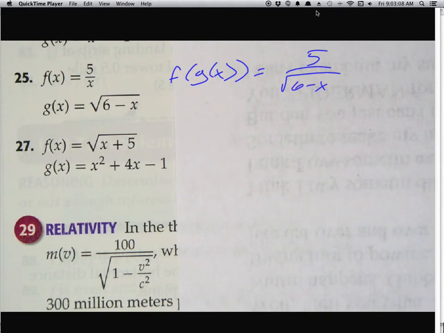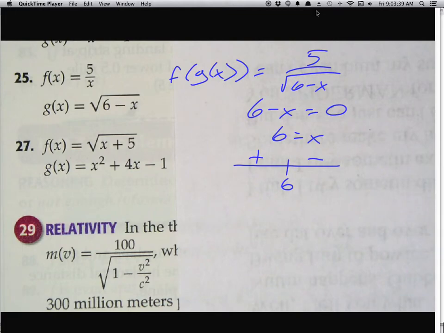Very good. And just for practice, I want to go ahead and find the domain of this composition. So what do I need to do? Set the inside equal to 0. So I get x equals 6. Number line. Plug in 0, that'd be the easiest. What happens when I plug in 0? Positive, which means my other side is negative. So what's my domain going to be? Negative infinity to 6. Bracket or parenthesis on the 6? Parenthesis because it's in the denominator.